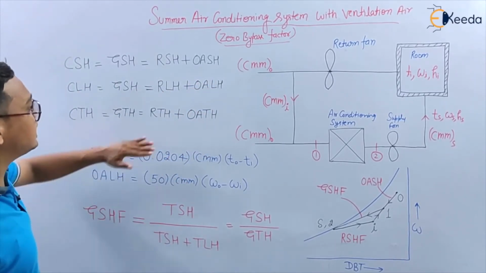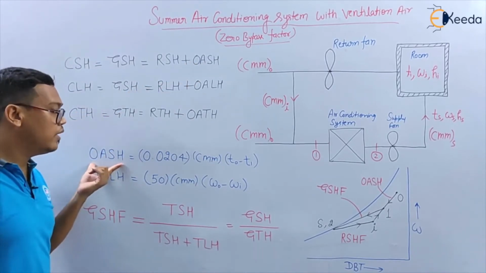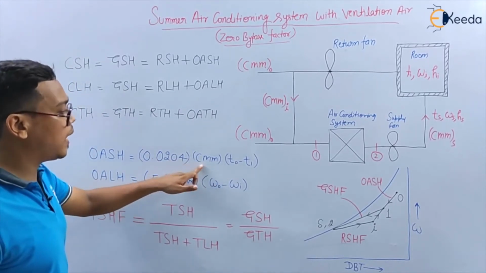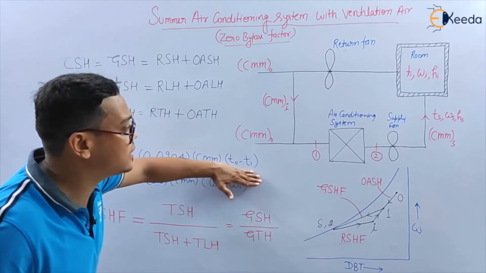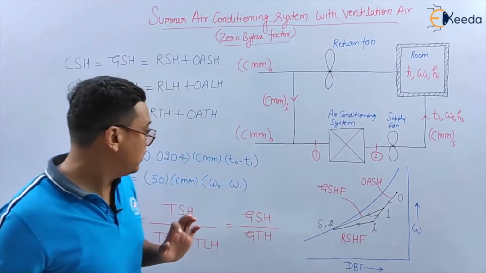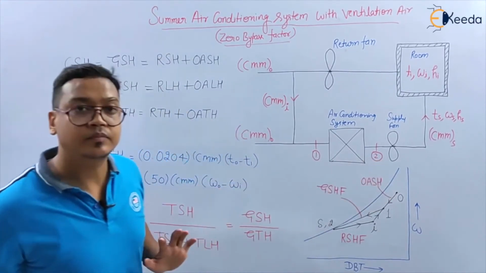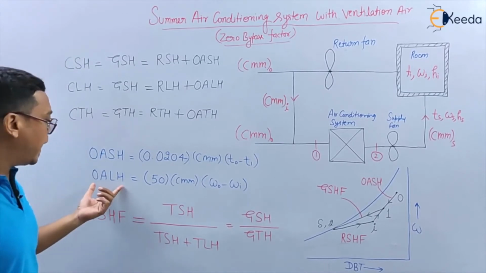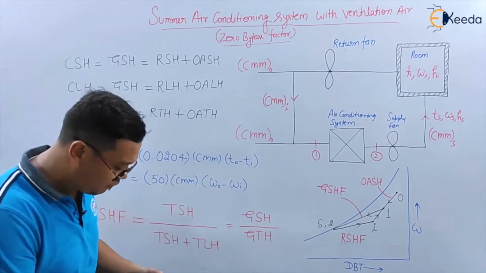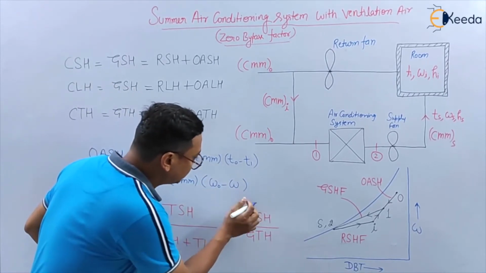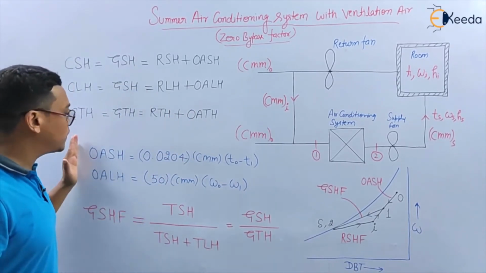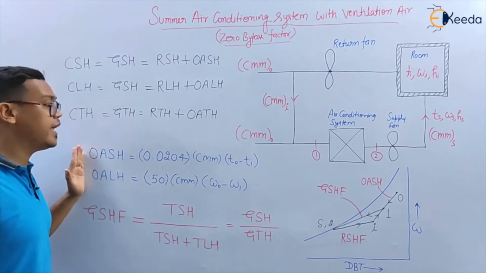Now we will see here what is the outside air sensible heat load. That will be equal to, the formula is the same, 0.0204 into CMF into (T0 minus Ti), the change in temperature. For outside air, what is the change in temperature? T0 minus Ti. Now the outside air latent heat load will be equal to 50 into CMF into (omega naught minus omega i). Sorry, it is omega i. So we will see the outside air sensible heat load and outside air latent heat load.